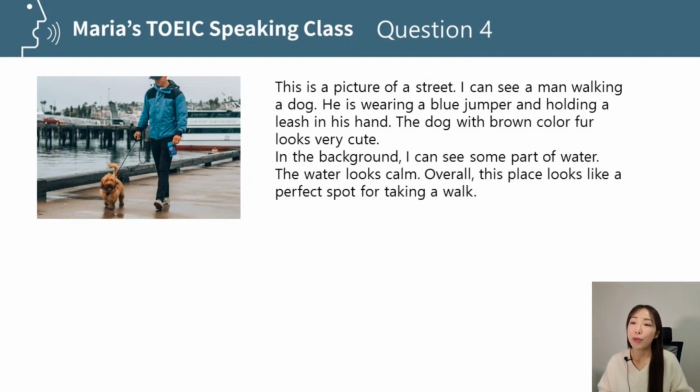요거 되겠습니다. The dog with brown color fur looks very cute. 그죠? 그래서 갈색 털이 있는 이런 강아지가 되게 귀여워 보이고요. In the background, I can see some body of water. 물콤보 아시죠? 물의 일부분이 보입니다. 강, 호수, 바다 다 쓸 수 있는 거. The water looks calm. 물이 굉장히 잔잔하고요.